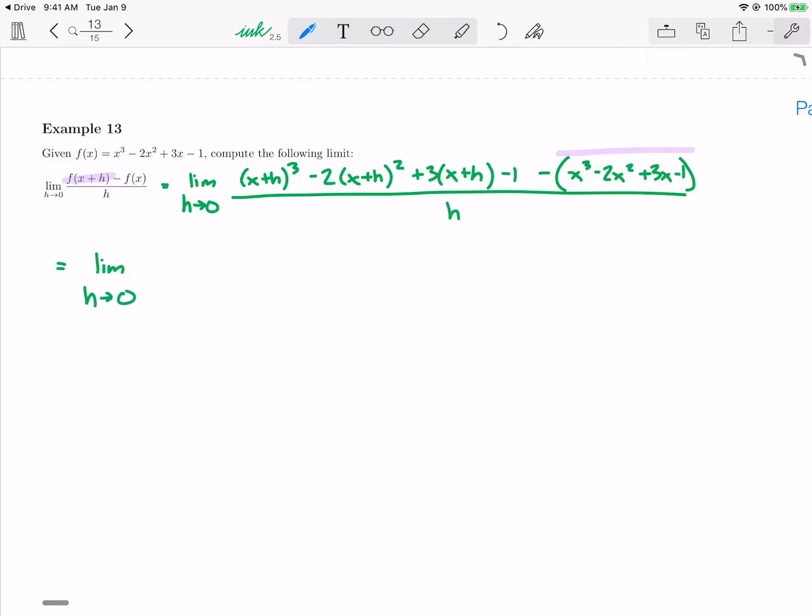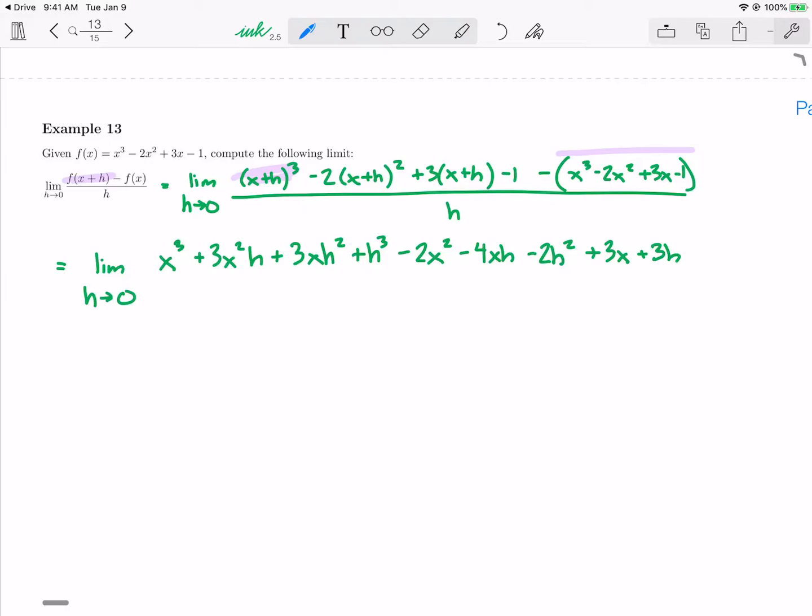if I properly expand this numerator. So x plus h cubed, that's literally x plus h times x plus h times x plus h, each of those things in parentheses. If you remember your Pascal's triangle, it's going to be equal to this. Okay, so that's all just from doing this x plus h cubed. Now x plus h squared is x squared plus 2xh plus h squared, but then I have to distribute the negative 2. So I've got negative 2x squared minus 4xh minus 2h squared. Then simply just distribute a plus 3x plus 3h.